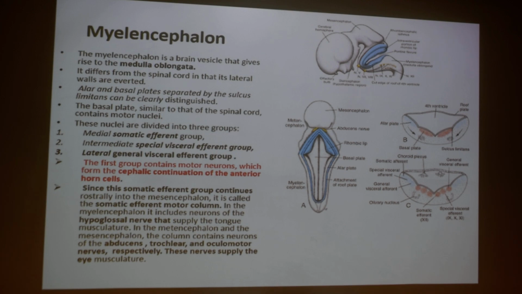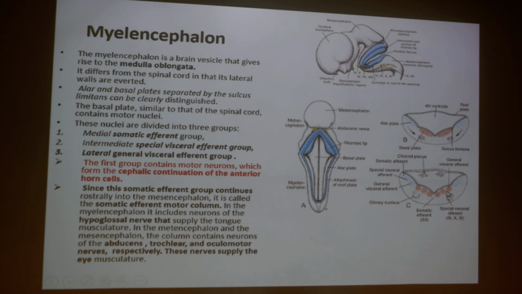The basal plates in this case of the medulla would be coming in the midline, while the alar plates would be lining over the lateral side. So if you see here, you have the basal plates in the midline, and you have the alar plates lying laterally. Can you see this? This is the basal plates, and these are the alar plates.